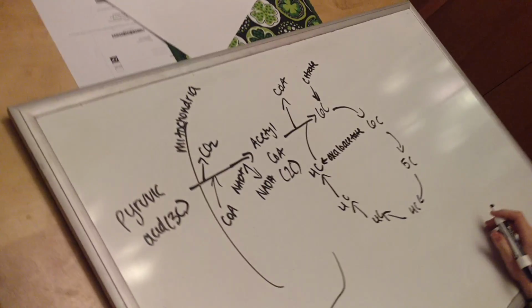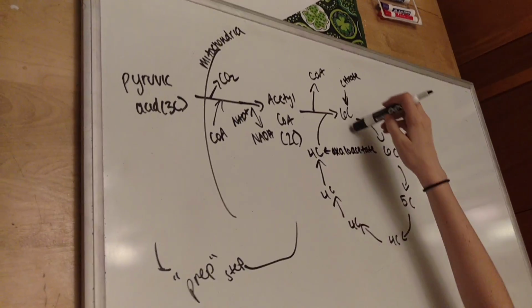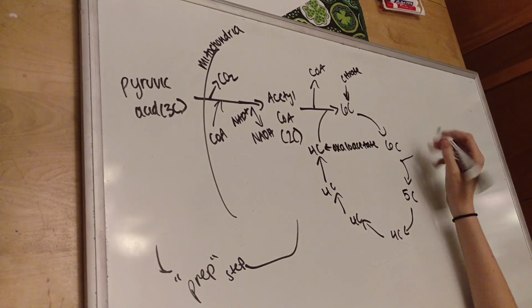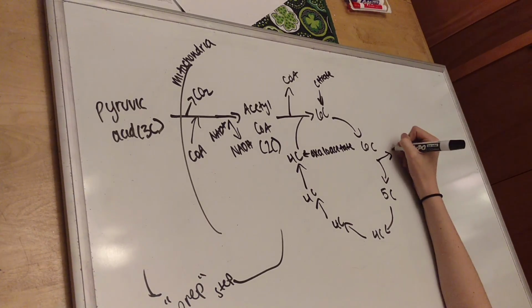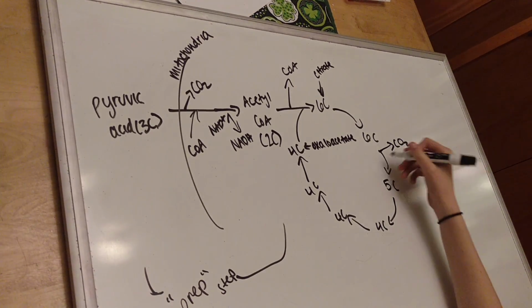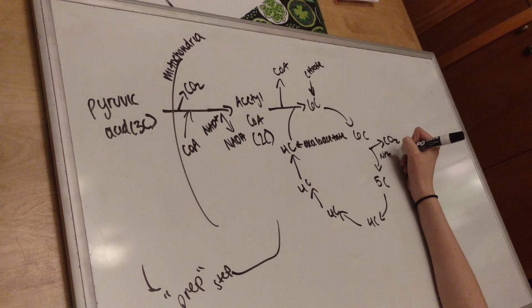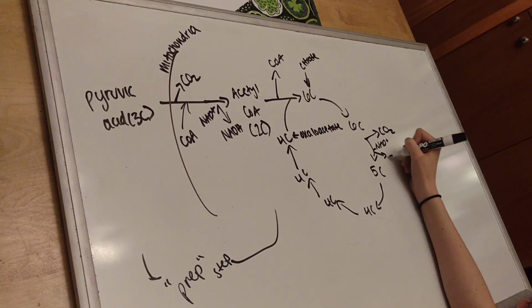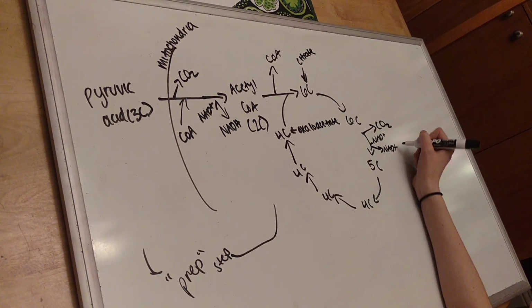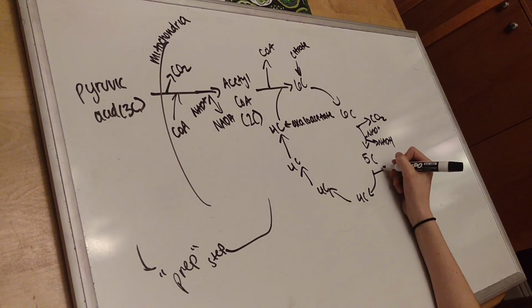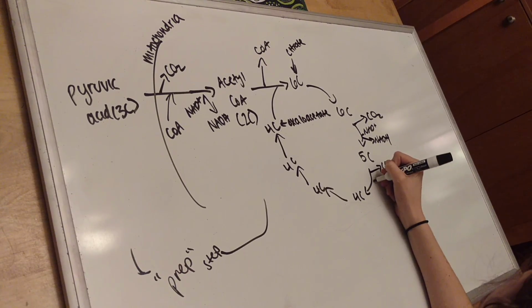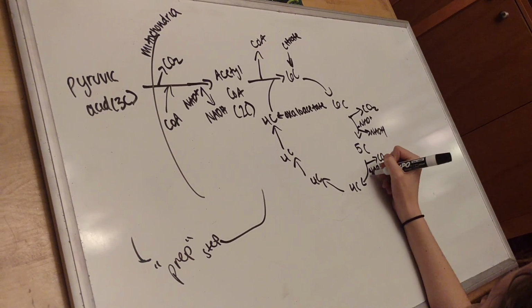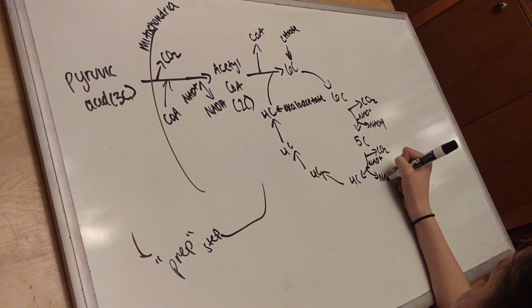Oxaloacetate. From this step to this step, nothing happens, but from this step, as you can see, it loses a carbon. So that means that CO2 exits. And whenever CO2 exits, an NAD plus is converted to NADH. It's losing a carbon, so carbon dioxide leaves. NAD plus goes to NADH.